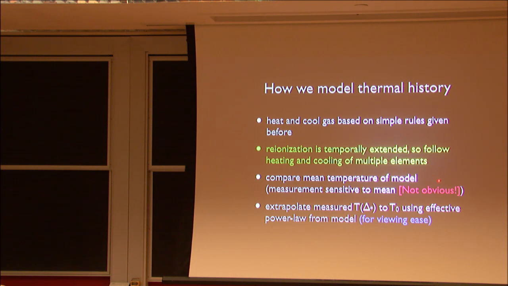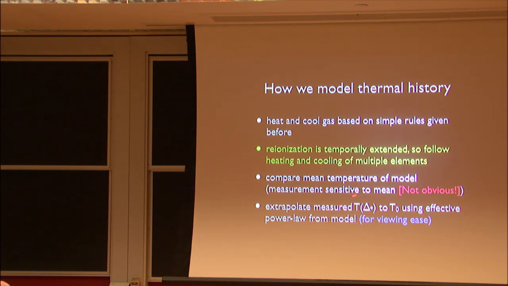Because my model is going to have a scatter in temperature, it is not obvious that this is the right thing to do. In fact, my bias was that it should really be the lower temperatures that you're most sensitive to. But a lot of work has gone into the statement that your measurement is most sensitive to the mean temperature. Part of the reason is that in all of our models, the scatter in the temperature tends not to be that large. The fluctuation tends to be much less than one, and in that case any way of measuring an average is going to give you kind of the same thing.